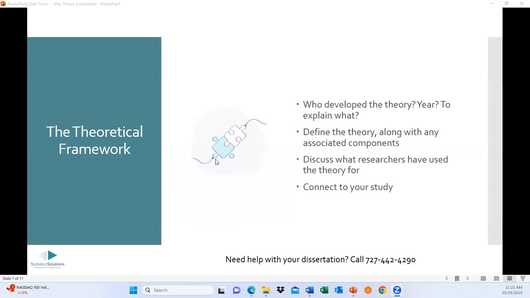Discuss what other researchers have used the theory for. And sometimes this involves bringing in a study or two to show how other researchers have used the theory in ways similar to yours, that it's still being used and it's still important and vital. And then you want to talk a little bit about how the theory connects to your study, right? How it relates to what you're doing, how it's going to help guide and explain what you're doing.